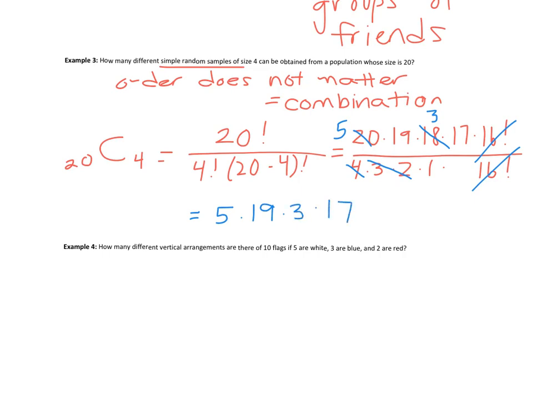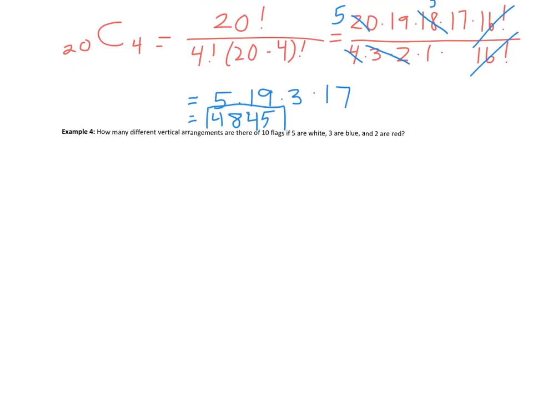All right, so I'm going to get my calculator out, and we'll see what you guys do. So how many samples do we have from that population? 4,845. All right. Excellent. Okay, so let's go on to our final counting technique, and then we'll start calculating some probabilities.